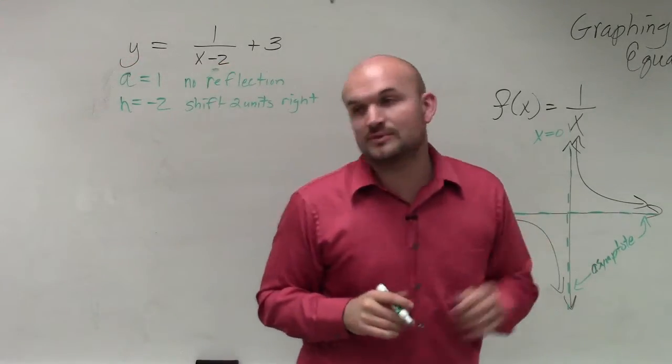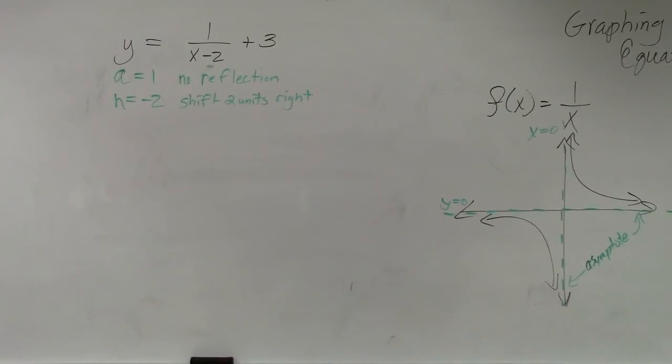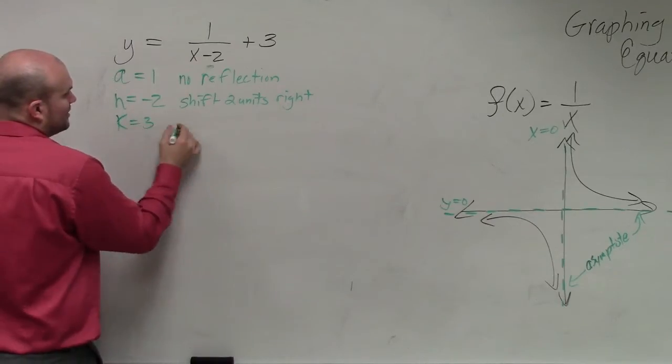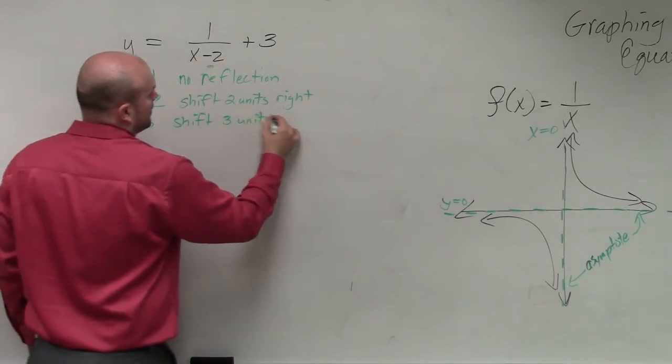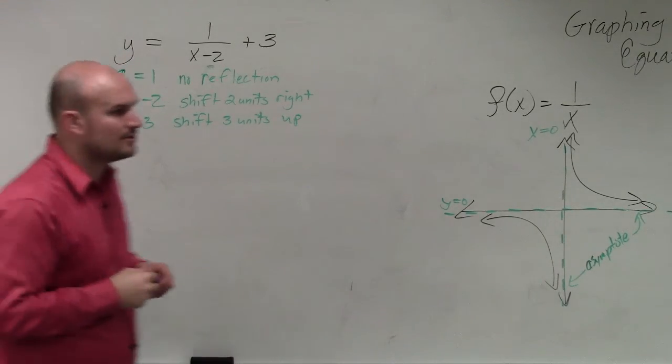Then the next thing is we look at k. Well, k is going to be what is added or subtracted to our function, which in this case is 3. So we could say k equals 3, which is going to shift 3 units up. OK? So now this is how we're going to graph.